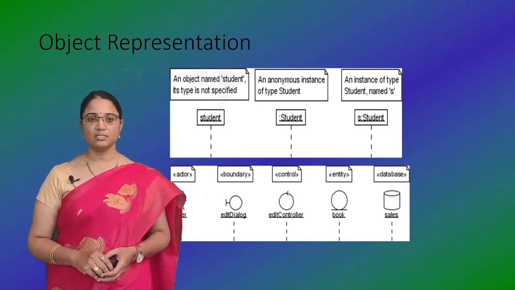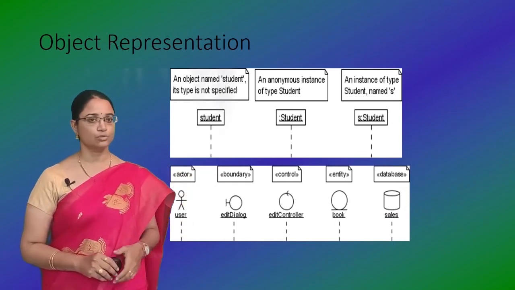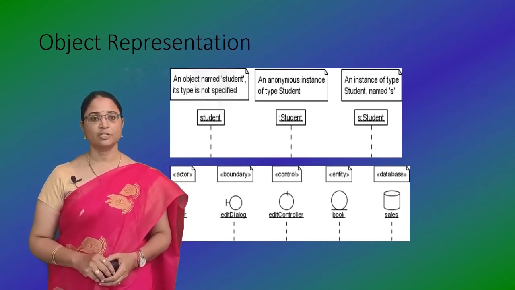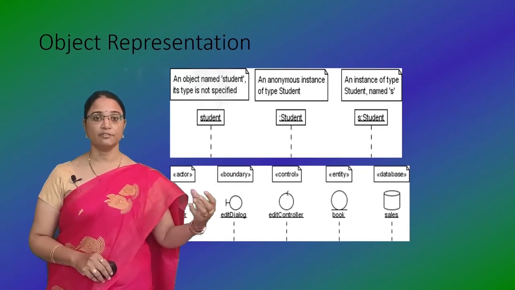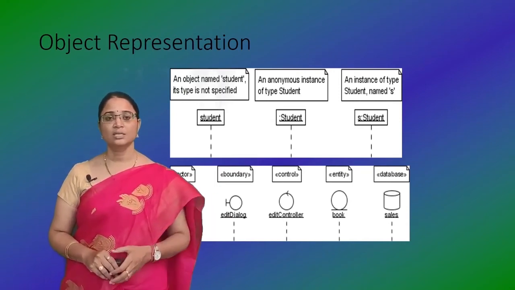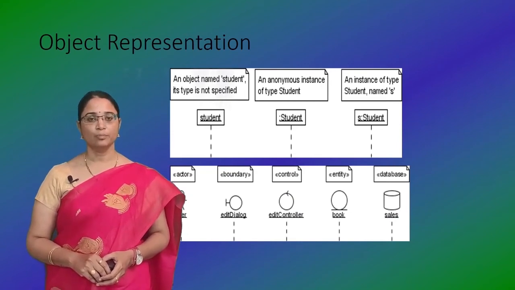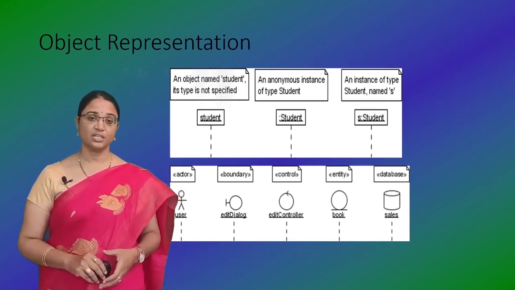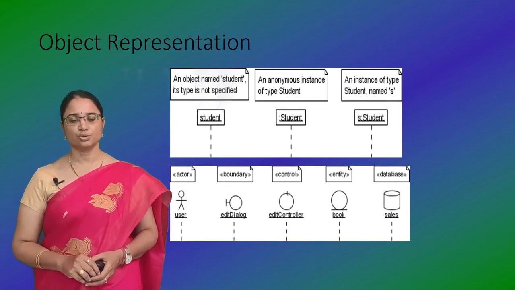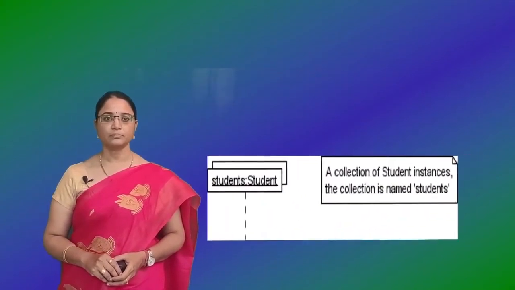Not only the rectangle symbol, you can specify all these objects in other ways. You can specify by a stick figure, you can specify like an interface symbol, you can specify by using a circle which tells about the direction. You can specify like a book, which is an entity. You can also specify the database. These are some of the representations you can use in the sequence diagram.